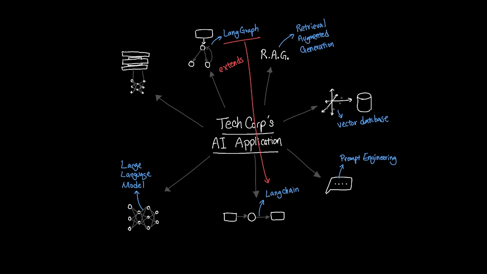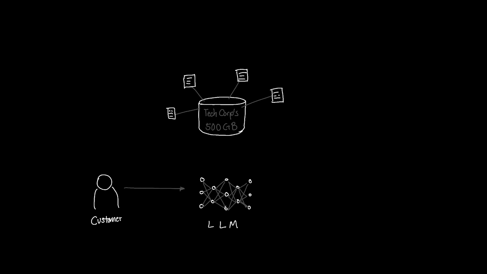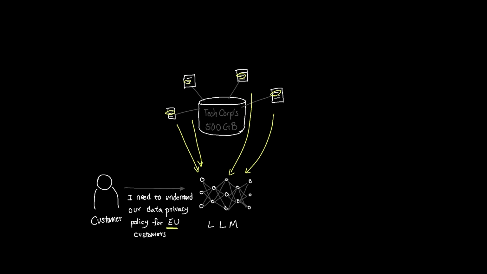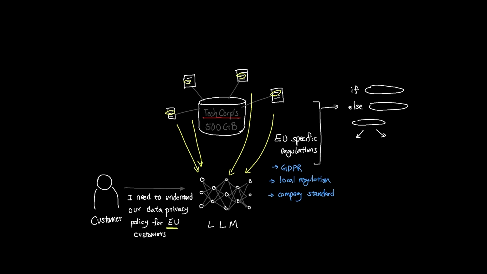LangGraph extends LangChain to handle more complex, multi-step workflows that go beyond simple question and answer interactions. For example, if a customer asks, "I need to understand our data privacy policy for EU customers." Since we assume that inside the 500 gigabytes of database, it contains details about EU-specific regulations, we need to create a system that can analyze TechCorp's data privacy policies for EU customers, ensuring compliance with GDPR, local regulations, and company standards. While in traditional software development, you need to write code that can sequentially and conditionally call different sections of the code to process this request.